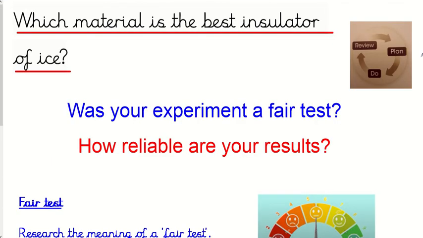So, we have completed the plan section of our cycle. We have completed the do section of our cycle, and we are on the final part of the review section. And today I have two questions for you to think about. Was your experiment a fair test? How reliable are your results?